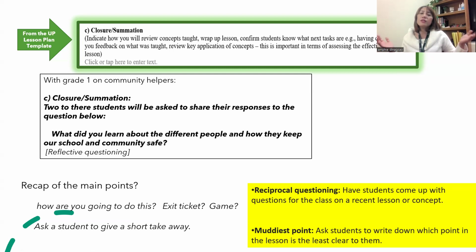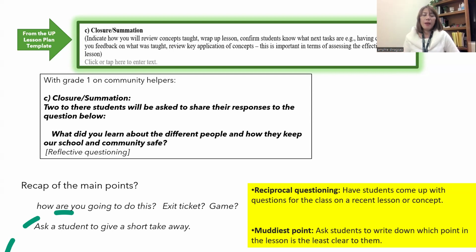What did you learn about the different people? Because they already have seen and experienced the gallery walk, and how they keep our school and community safe. So that's, I think, a reflective questioning. Again, I've identified a kind of questioning. So you can do reciprocal questioning as part of closure.